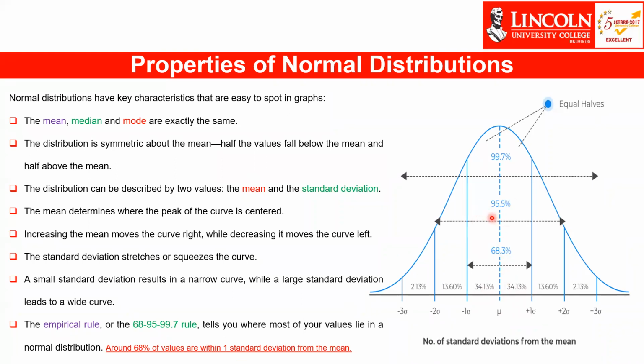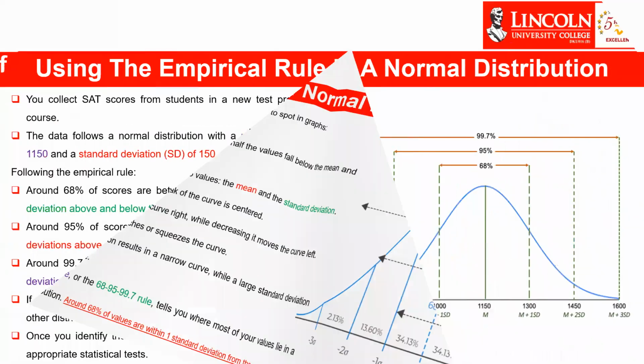So here, this one means that around 95.5% of values are within two standard deviations from the mean, while 99.7% of values are within three standard deviations from the mean. Now we're going to say some more about this later.